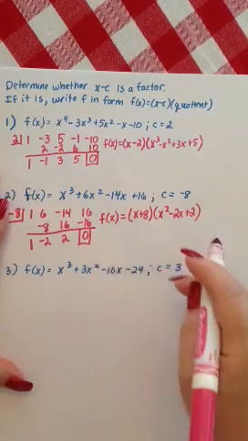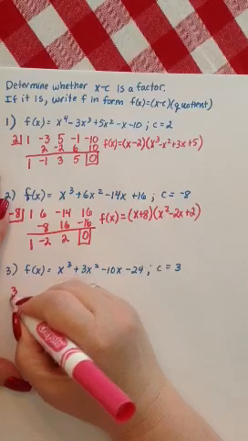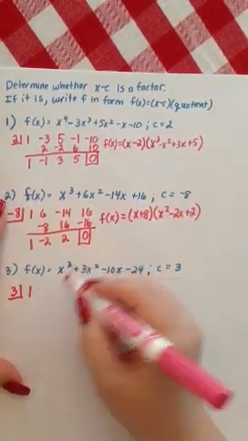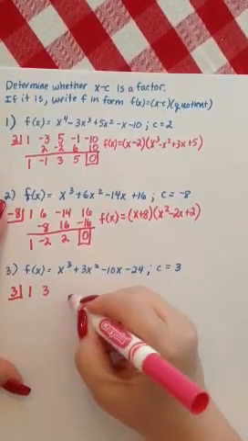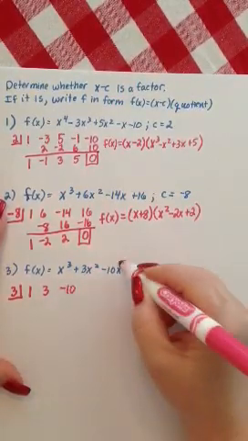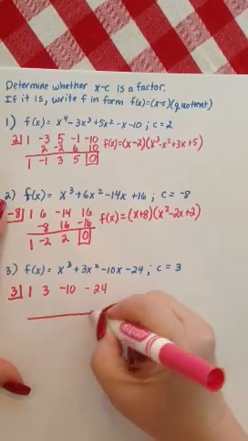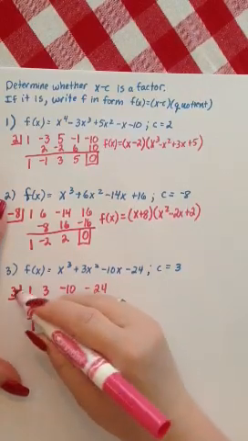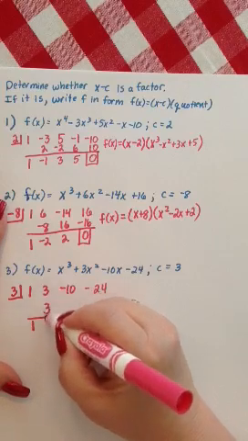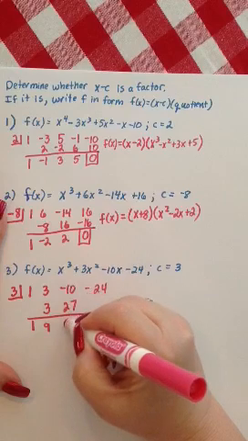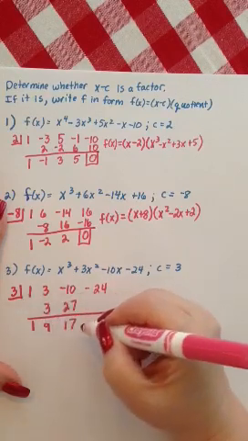Okay, our next one, we'll let the 0 be 3. And we have a cubic again, so I put 1 for x cubed, 3 for the x squared, negative 10 for the linear term, and negative 24 is our constant. Put a line, bring down the 1. 3 times 1 is 3. Add your column. 3 times 9, 27. Add your column. 3 times 17.